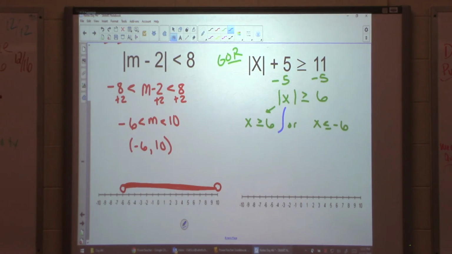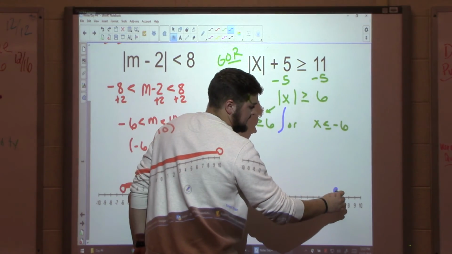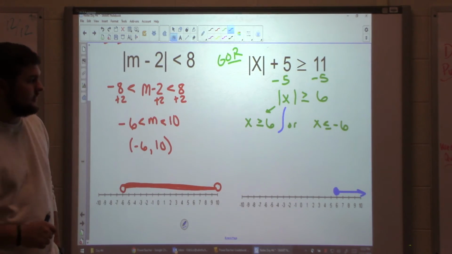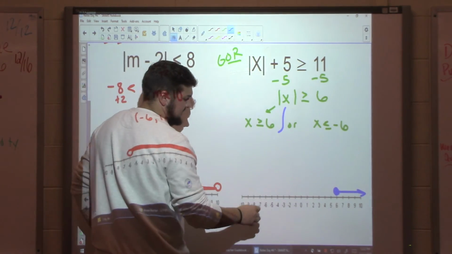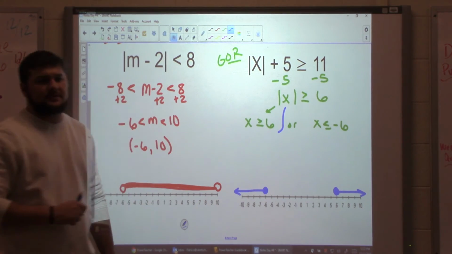Okay? So when I go to graph this, x is greater than or equal to 6. At 6 I have a filled in circle, and I'm shading to the right. X is less than or equal to negative 6. At negative 6 I have a filled in circle, I'm shading to the left because it's less than.